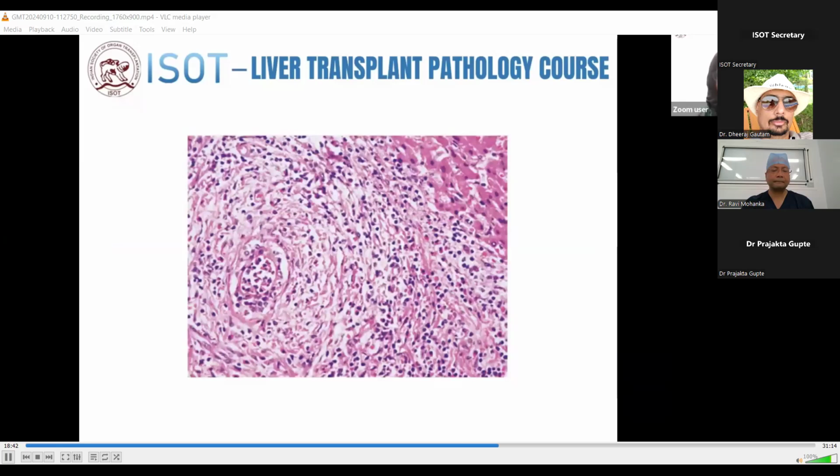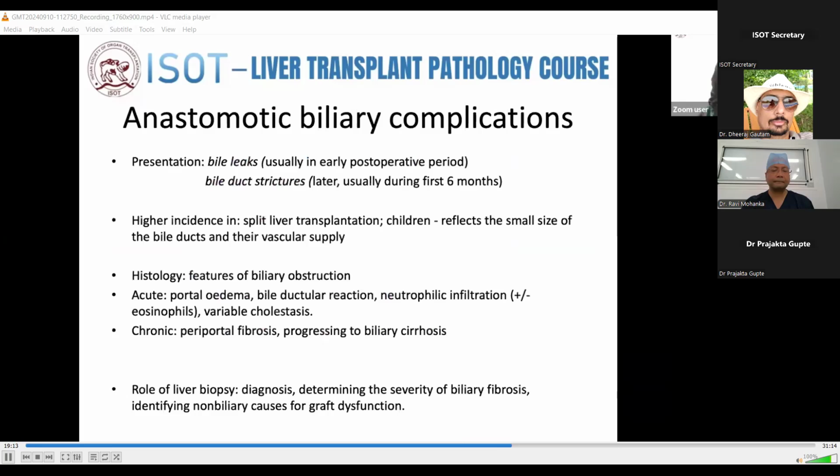Now going through, just brushing through the individual biliary lesions, bile duct lesions. We have already covered these in detail during the previous class of cholestatic liver pathology, but we are just brushing through them in the context of duct pathology. So what are anastomotic bile duct complications? They present as bile leaks, usually in the early post-op period, or bile duct strictures a little later on.